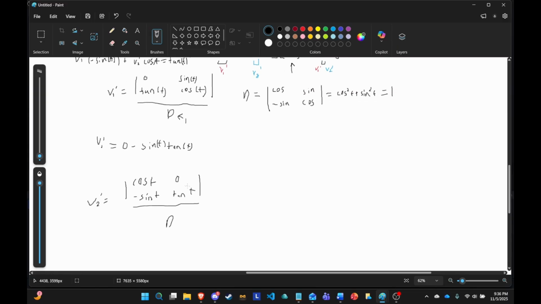So now we just have to evaluate this determinant, which is cosine times tangent. That's just sine of t. I'll write out the algebra so we can simplify it. Cosine of t times sine of t over cosine of t, subtracted by 0 times negative sine t. That's just 0. So this gives us just sine of t.